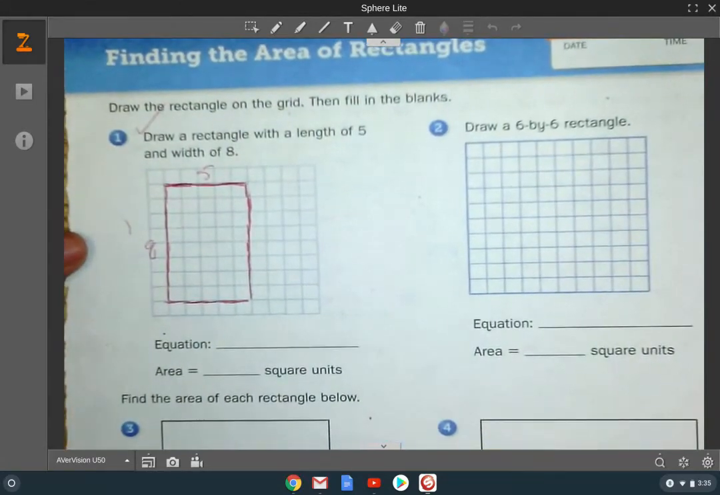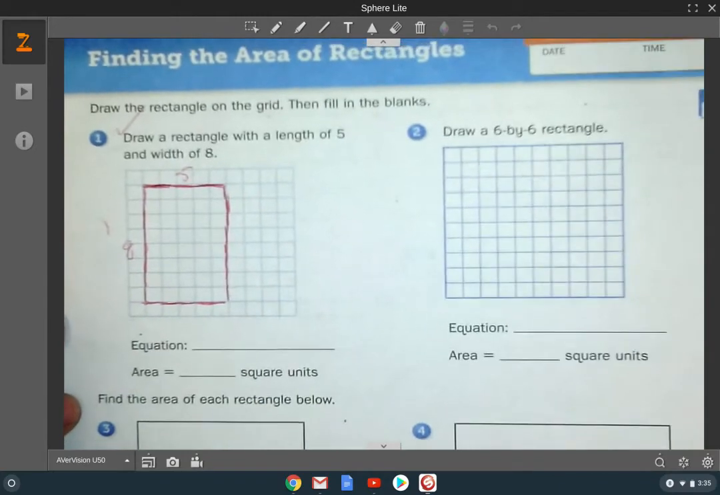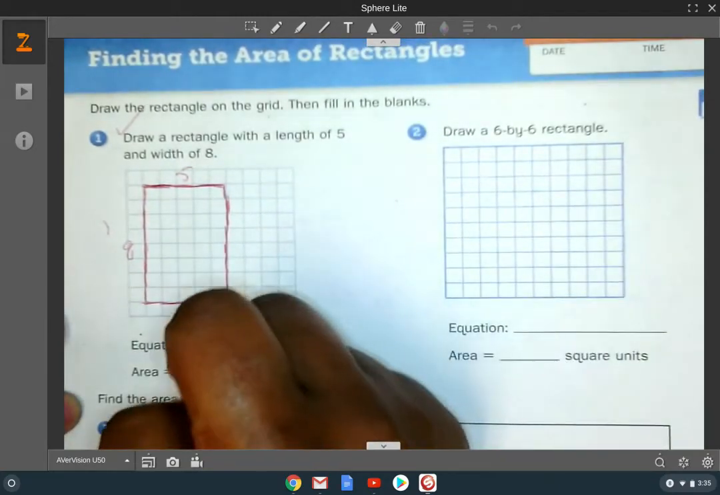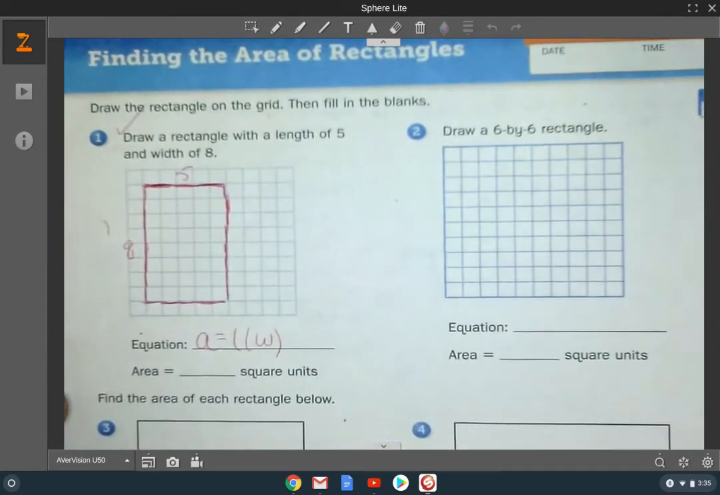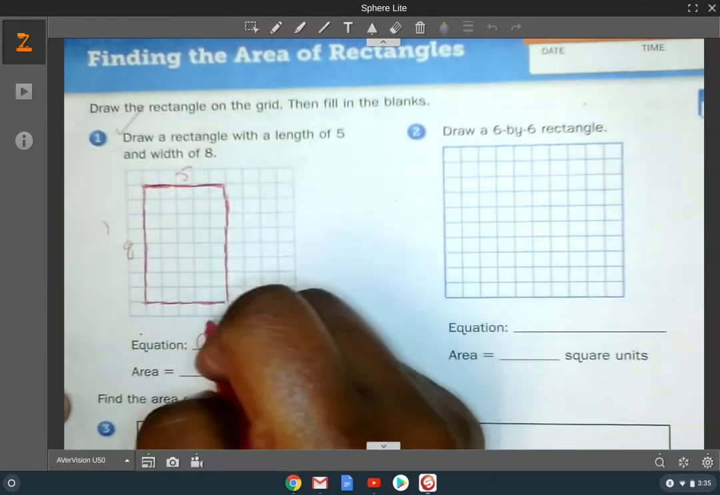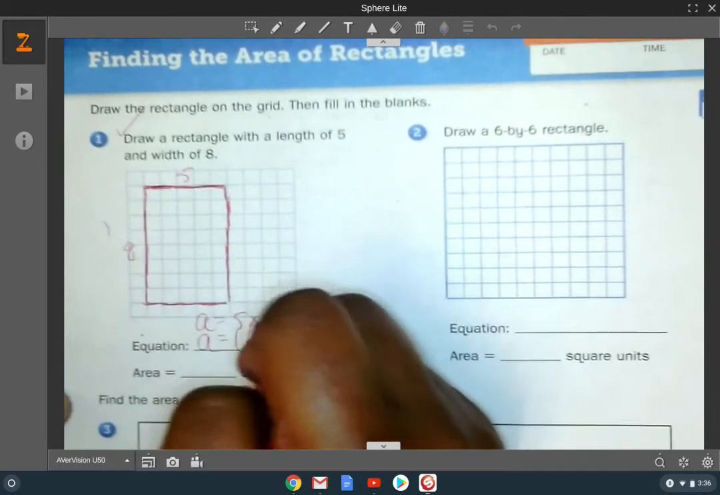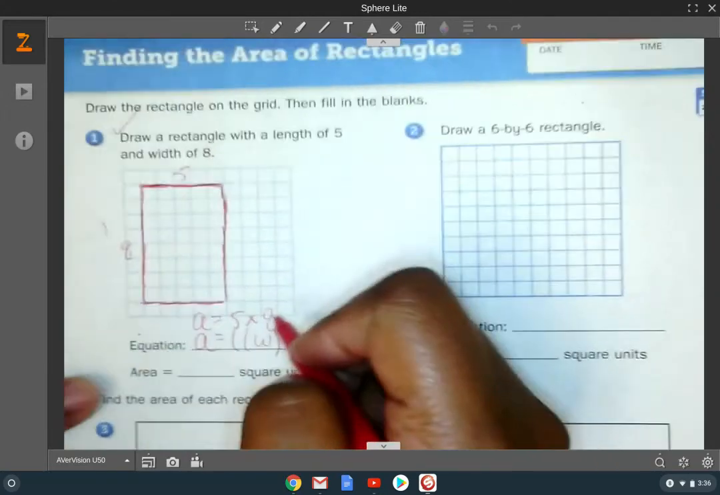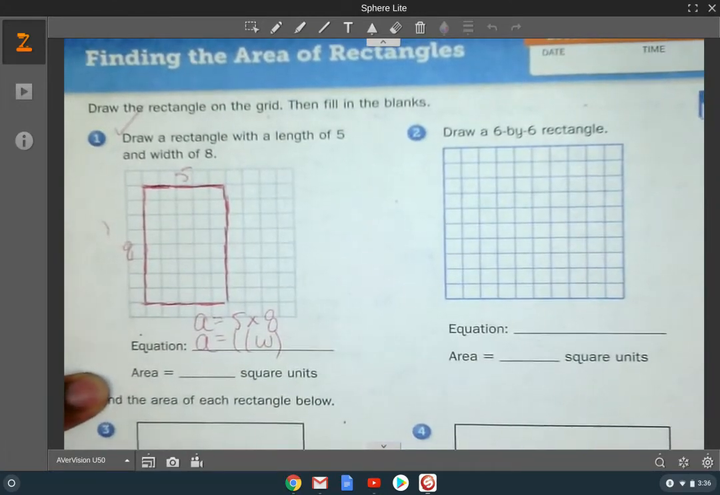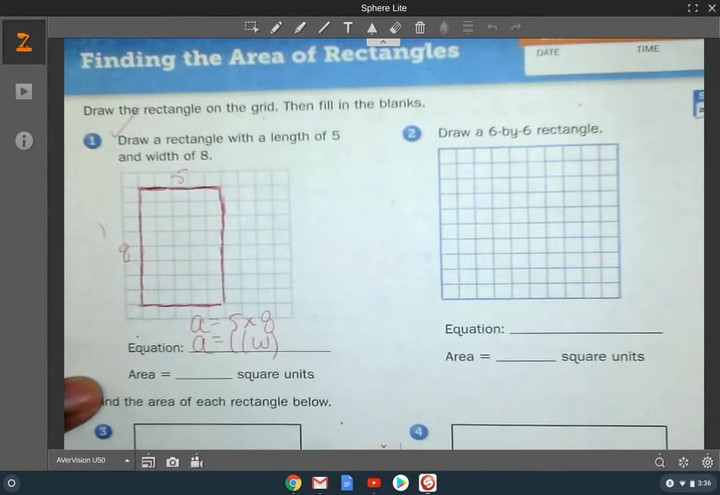The next thing we are going to do is to determine our equation to find the area. What is our equation for area? Yes, area equals L times W. And let's solve that. So the length for this equation is 5. A equals 5 times our width, which is 8. So our area equals 5 times 8.